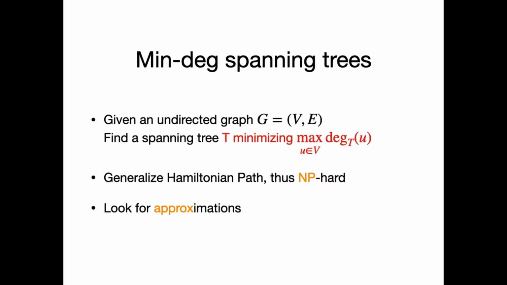Suppose we are given an undirected graph, and we want a spanning tree that minimizes the maximum vertex degree in this tree. This generalizes the Hamiltonian path problem, since we can simply ask if the minimum tree degree is equal to 2. Thus, this problem is NP-hard as well. Therefore, to find efficient solutions, we have to tolerate approximations.